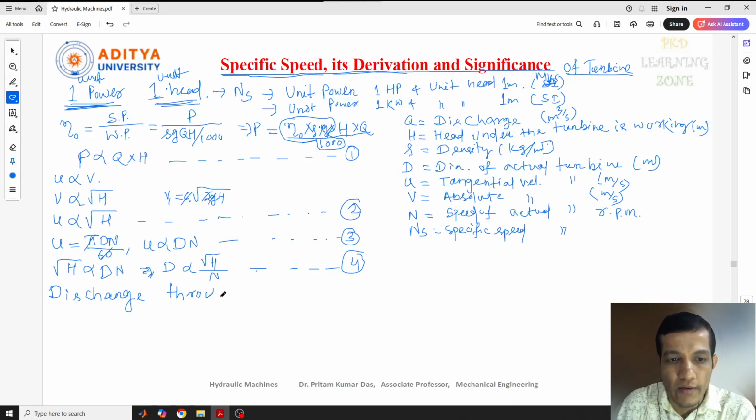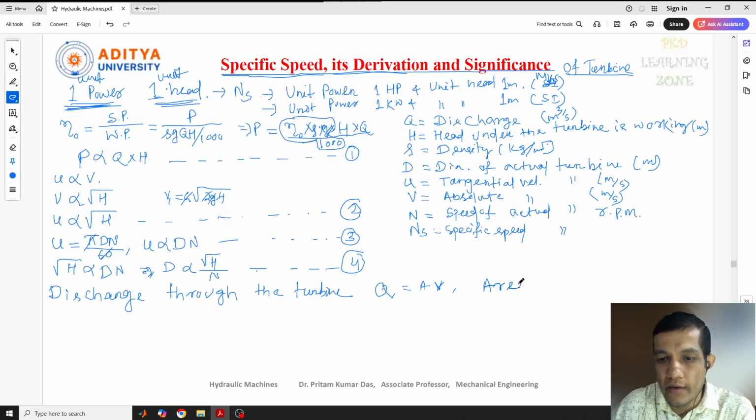Discharge through the turbine. We know the formula, as I told you at the start, that Q equals A into V. And here, what is the area? What is the unit of this? The unit is meter square. Okay, here I have not mentioned the area.